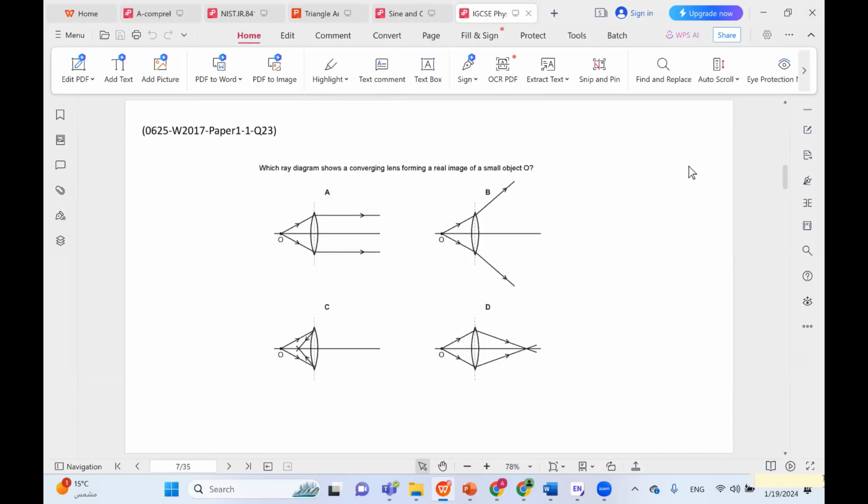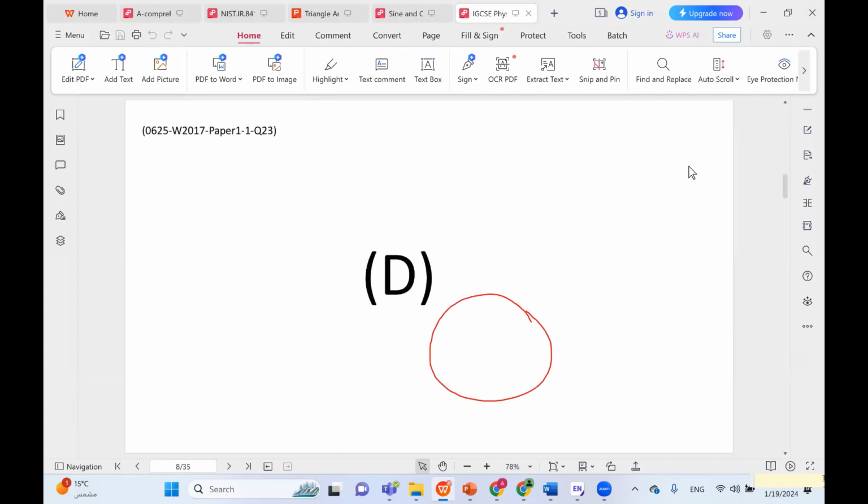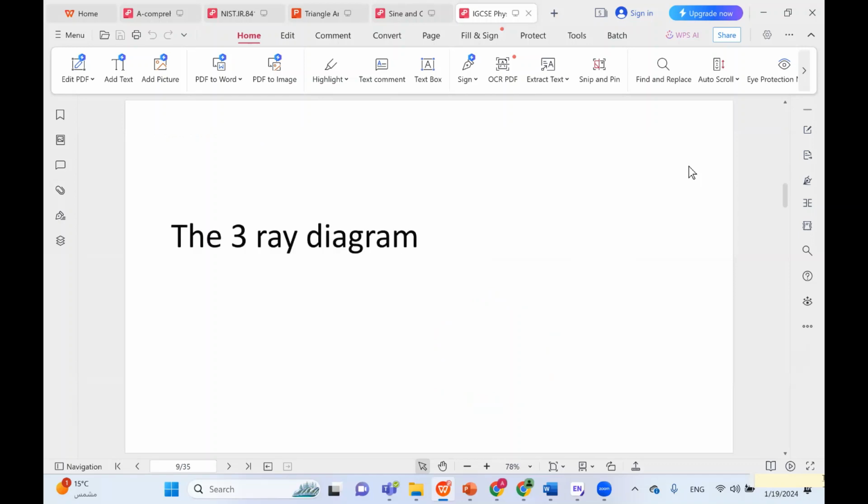Which ray diagram shows a converging lens forming a real image of a small object O? This is another question that tackles the same idea. We are looking for choice D because this is where the light rays converge. We're going to now move on to the three-ray diagram.